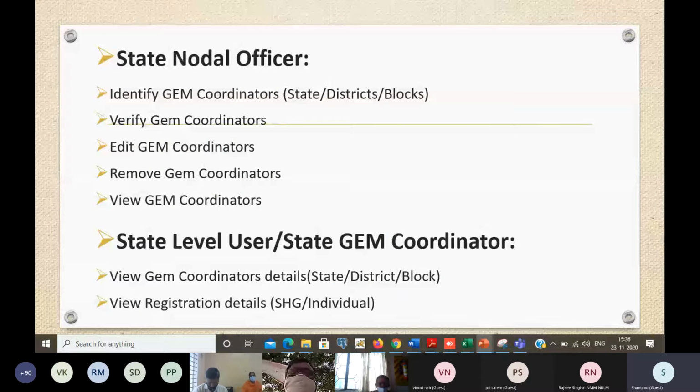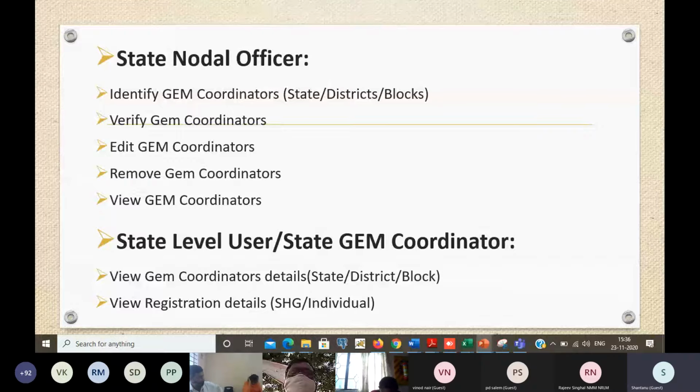He can also see how many SHG members, as individuals, have been registered, or how many SHGs have been registered under a particular block or district. That can also be seen by the state GeM coordinator. These are view rights with the state GeM coordinator's state login.